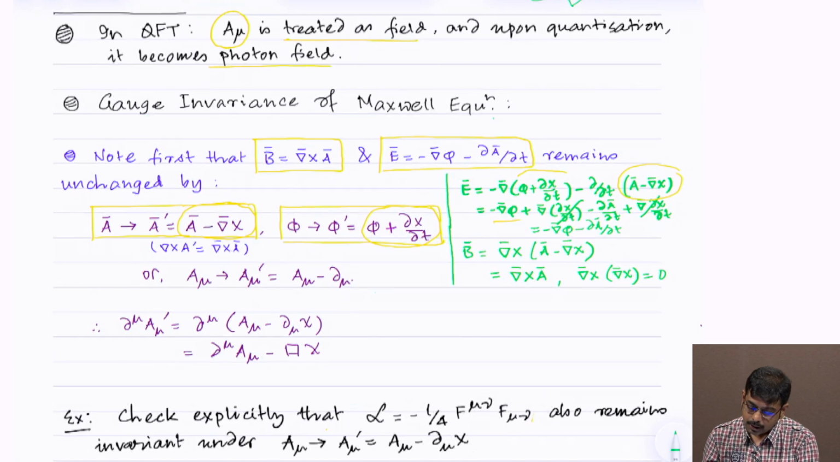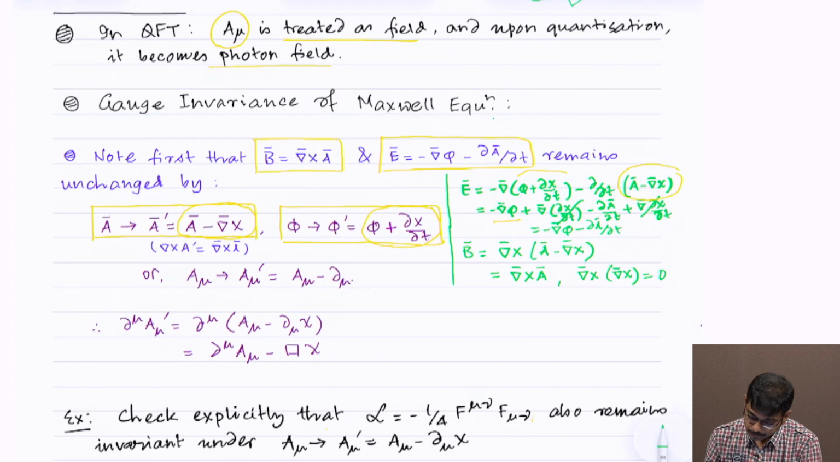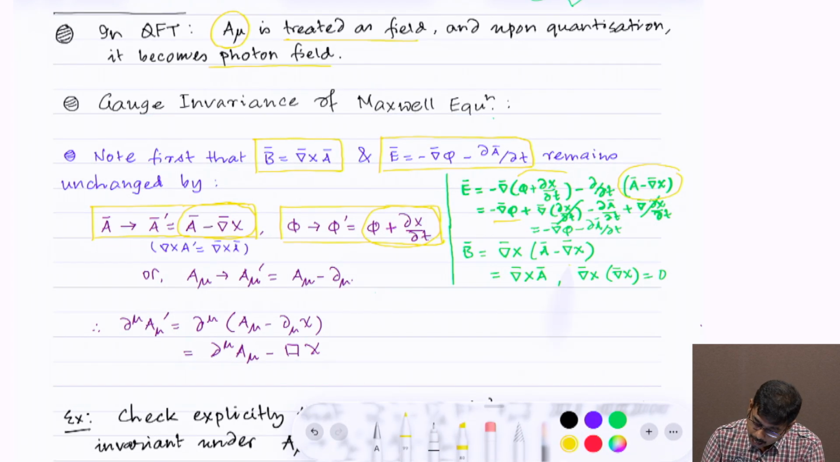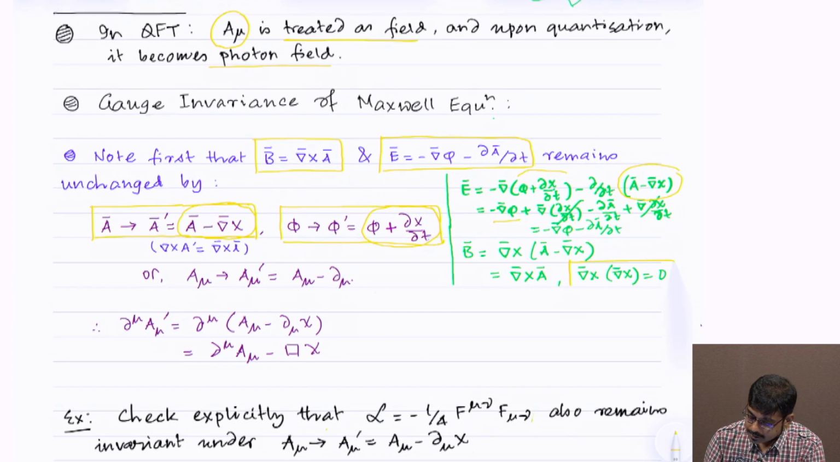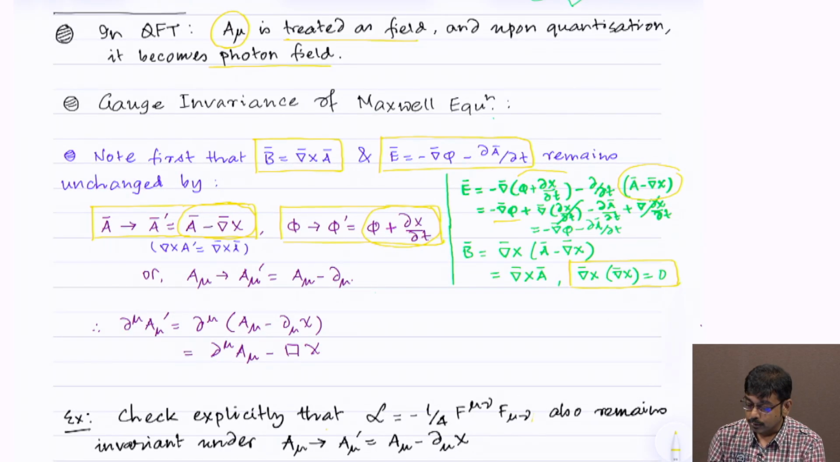Similarly, B is equal to curl of A. Now if you replace A by A minus gradient of χ, you see that this remains curl of A, because we know that curl of gradient of a scalar is equal to 0. And once again, I would like to urge some of you, if you are not familiar with this identity, please prove it explicitly: why curl of gradient of a scalar is always 0.